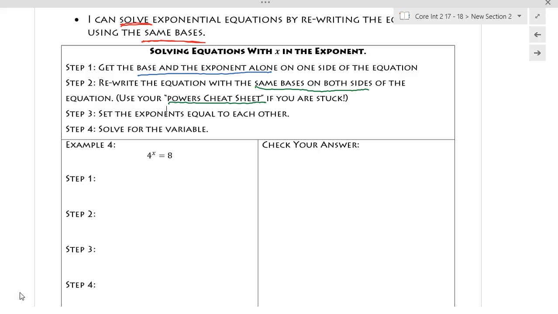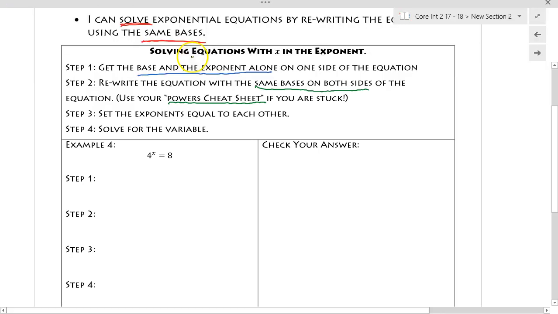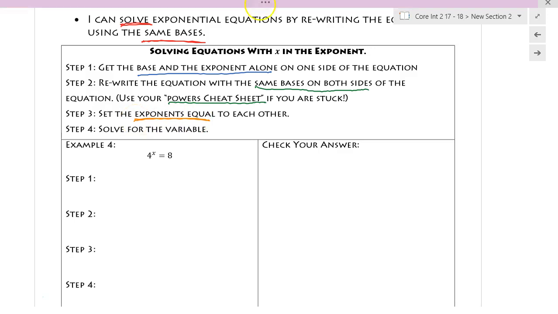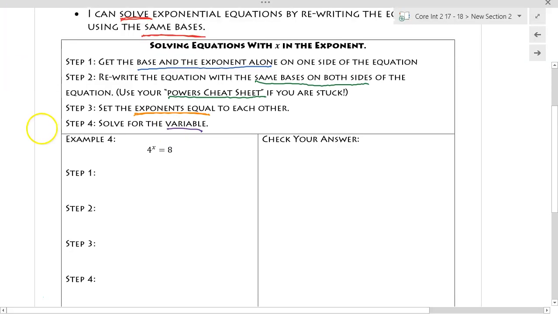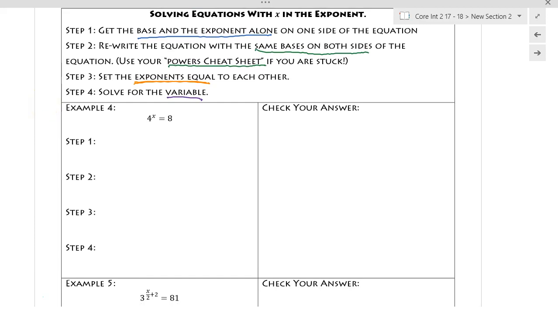Step 3, set exponents equal to each other. Exponents equal. And then step 4, solve for the variable. Okay? So let's look at an example. Step 1, get the base and the exponent alone.